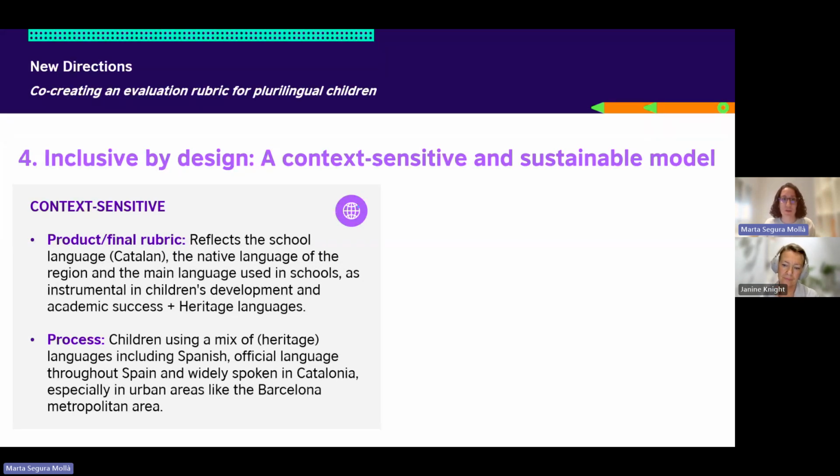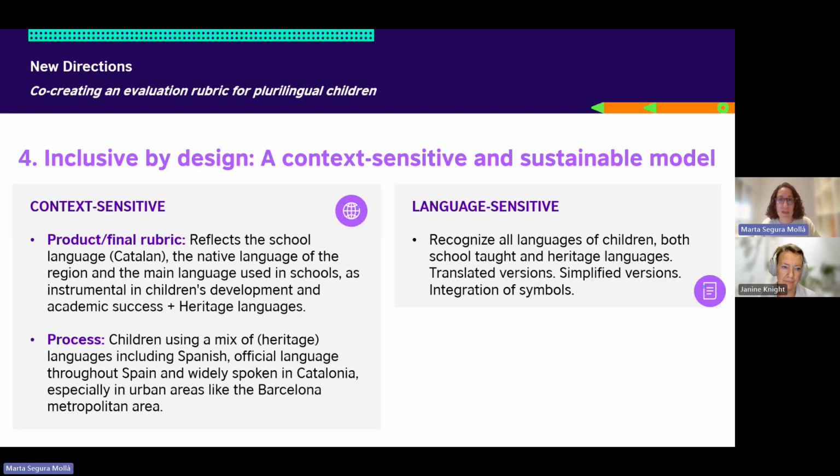not their heritage language. And then also in terms of the process, children were using a mix of heritage languages, including Spanish as well as the official, as a co-official language of Spain as well, and in Catalonia. And this is a widely spoken language here, especially in urban areas like the one where the school is set.